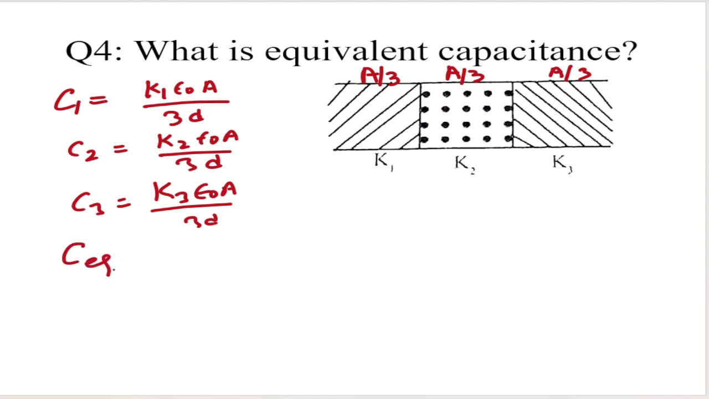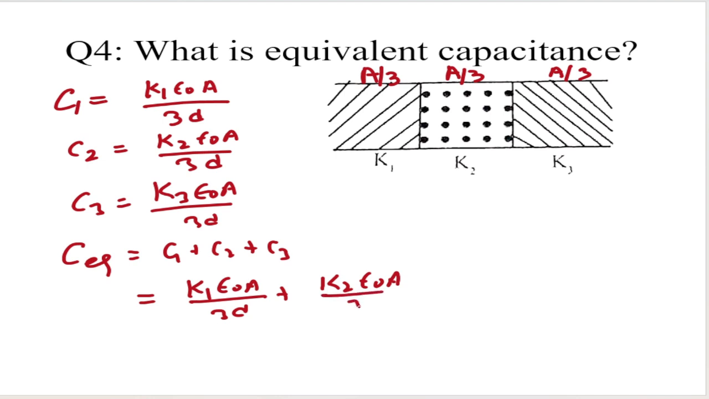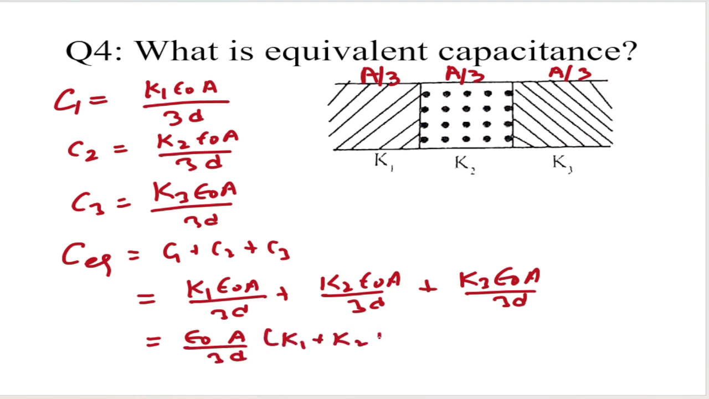Now the equivalent capacitance equals C1 plus C2 plus C3. The value of C1 is K1 epsilon naught A upon 3D plus K2 epsilon naught A upon 3D plus K3 epsilon naught A upon 3D. Epsilon naught A upon 3D is common. So bracket में K1 plus K2 plus K3. This is the equivalent capacitance.